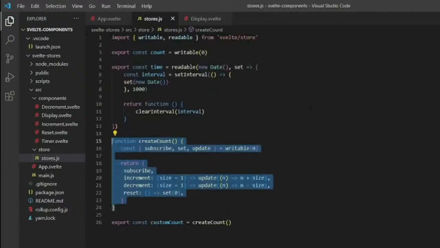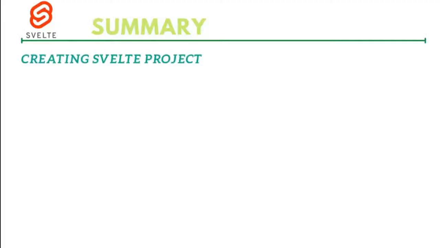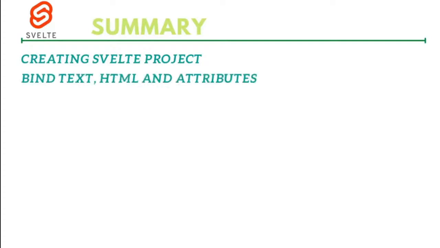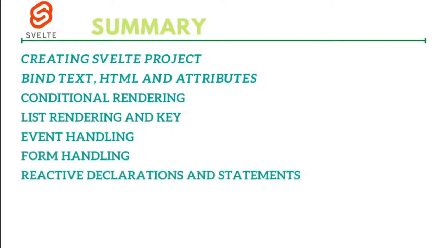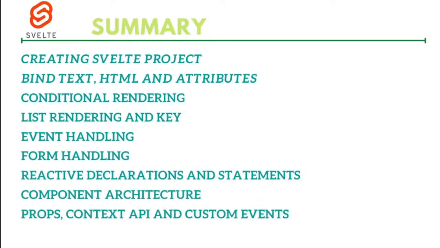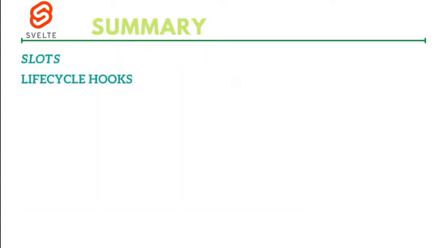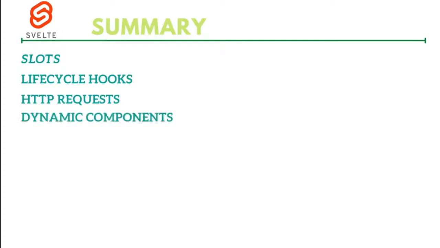Alright, with that we come to the end of all the major concepts I wanted to cover in this Svelte series. We have covered creating a Svelte project from the template repo, how to bind text, HTML and attributes, how to conditionally render elements, how to render a list of elements, and the importance of specifying a unique key. We have also learned about event handling, form handling, reactive declarations, and statements. We then proceeded with the component architecture, props, component API, custom events, slots, lifecycle hooks, making HTTP requests, dynamic components, the module context, and finally stores.